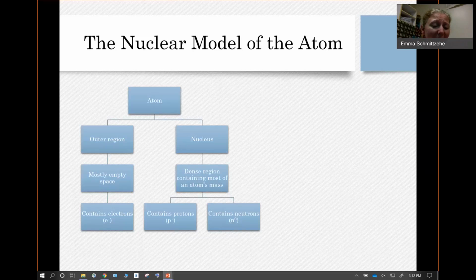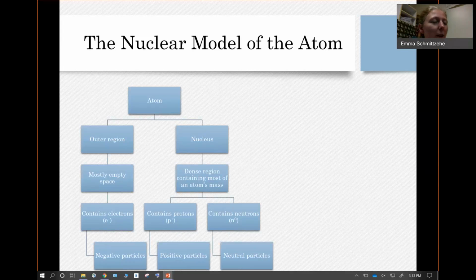Here I have indicated that electrons we designate as e minus, protons as p plus, and neutrons as n naught. That's just shorthand instead of writing them out, and they also give an indication of the charge. Electrons are negative particles, so the negative particles are on the outside, the most accessible part of an atom. The positive particles are in the dense center, the nucleus, and so are the neutral particles, the neutrons.